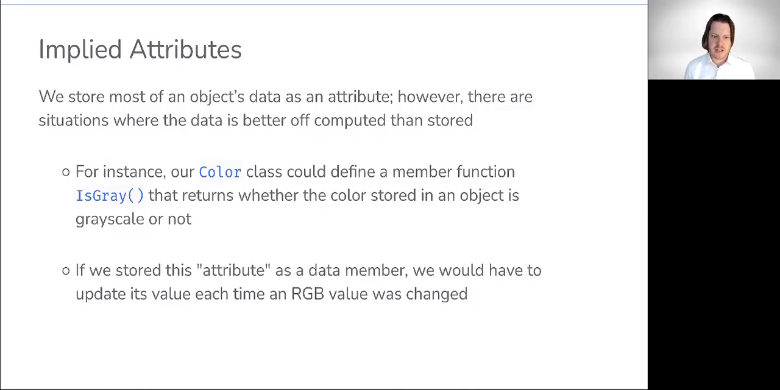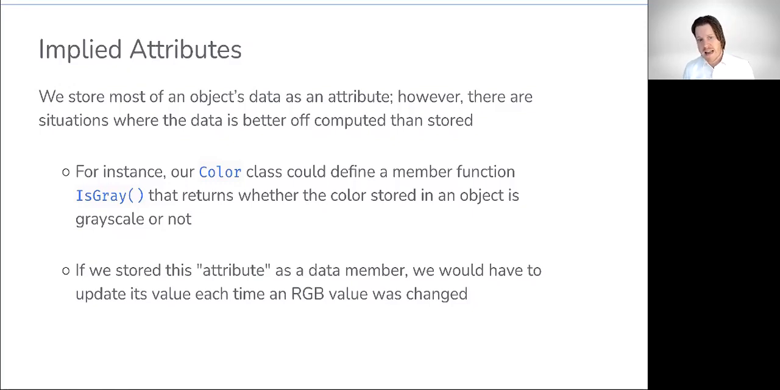For instance, our color class could define a member function of the public interface, is gray, that returns whether or not the color stored in an object is grayscale. To define grayscale for a color, we'd simply say the RGB components all have the same value. Now, instead of storing, say, a Boolean data member that's like is gray, what we could do is simply have an is gray member function that would check the values stored in the data members, and return true if those values computed to a grayscale value, false otherwise.